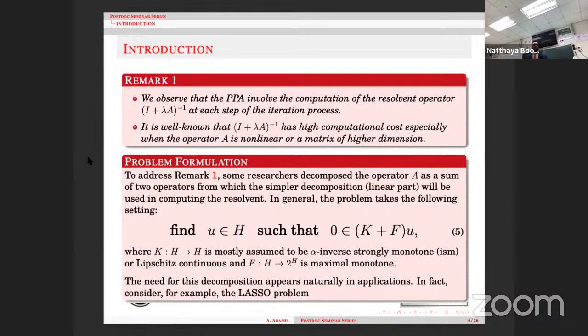In general, the problem takes the format of problem (5), which is to find u in H, H being a real Hilbert space, such that u is a zero of K + F, where in most cases K is assumed to be either alpha-inverse strongly monotone or Lipschitz continuous, while F is maximal monotone. The need for this decomposition arises naturally in applications. It's not just for the sake of mathematics that we do this decomposition. We can also find something like this in applications.